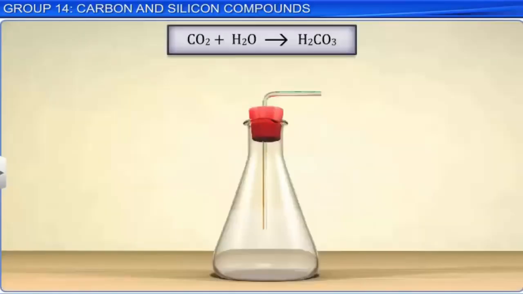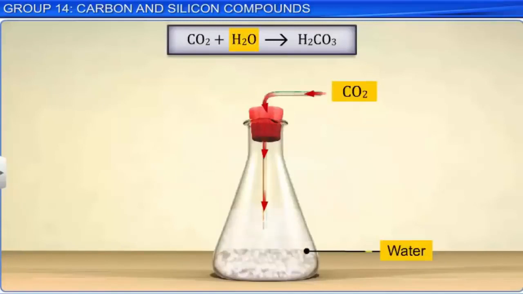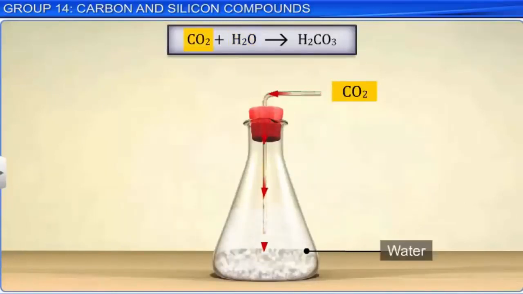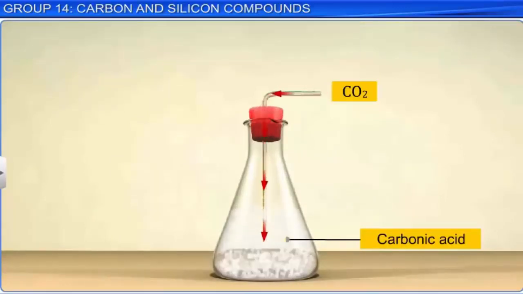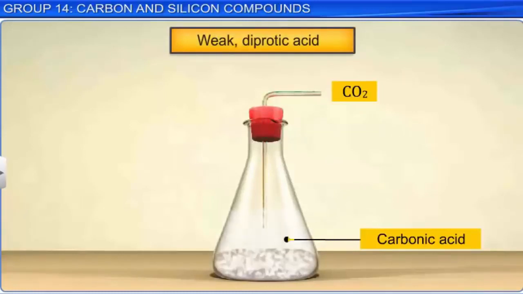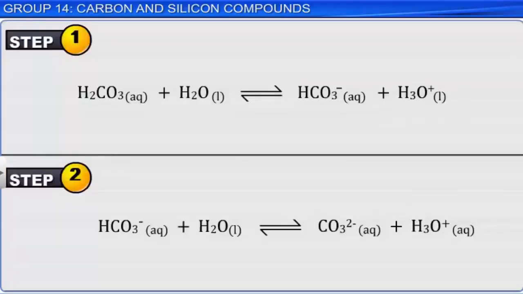In water, carbon dioxide reacts to form carbonic acid, H2CO3. Carbonic acid is a weak diprotic acid. It dissociates in two steps.